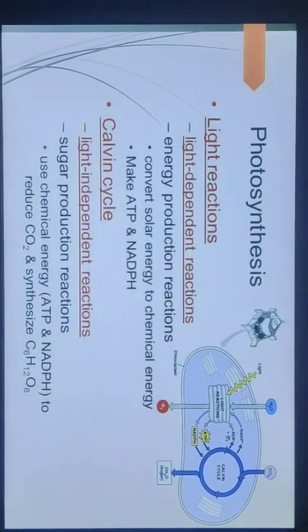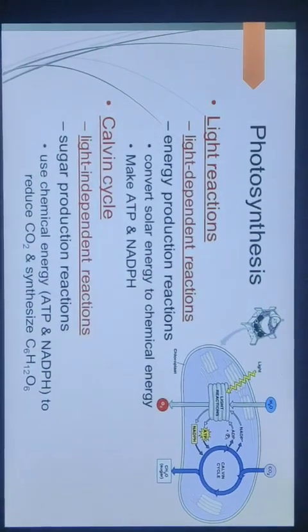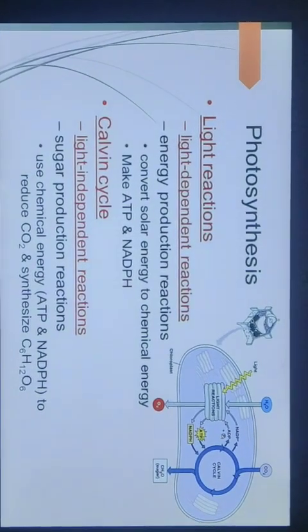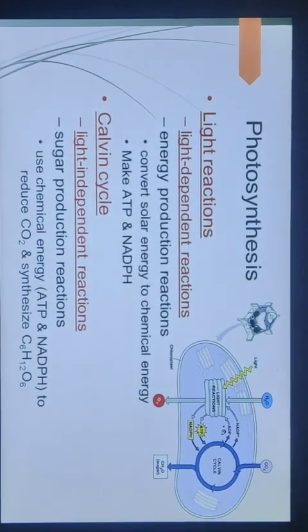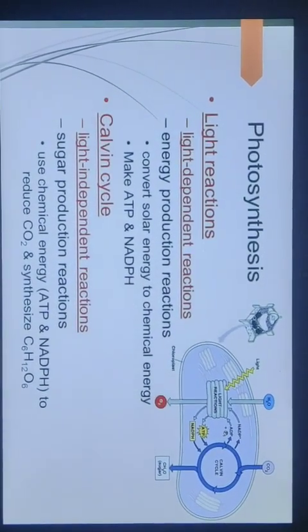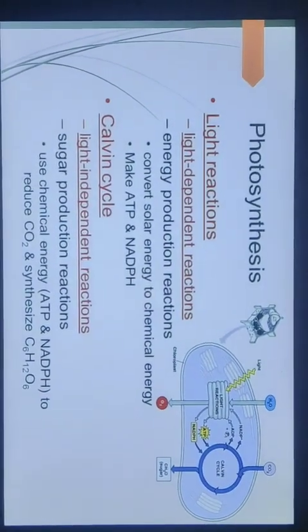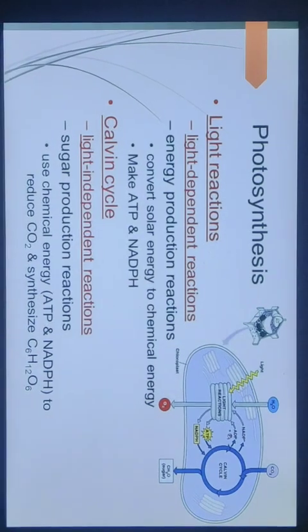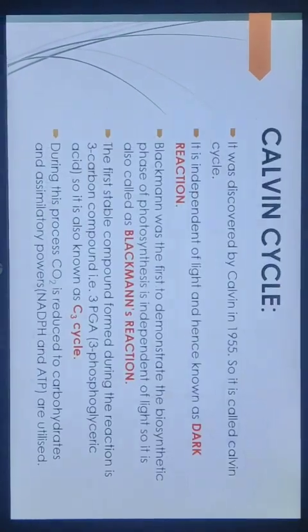Now the Calvin cycle is the light independent reaction. In this, the production of sugar occurs using the chemical energy in the form of ATP and NADPH to reduce the atmospheric carbon dioxide and to synthesize glucose, that is C6H12O6. This is the formula of glucose.